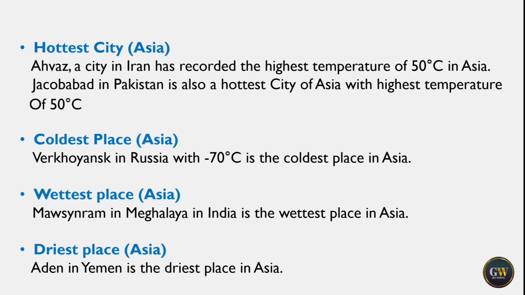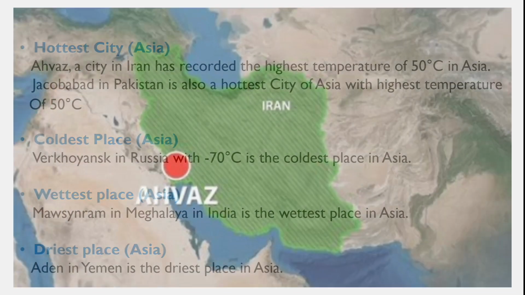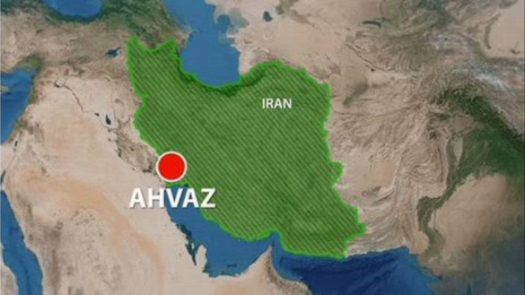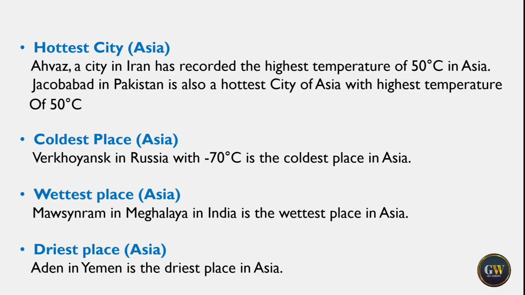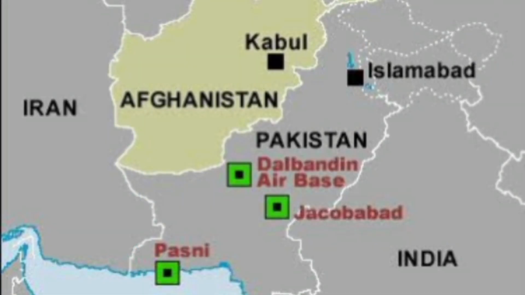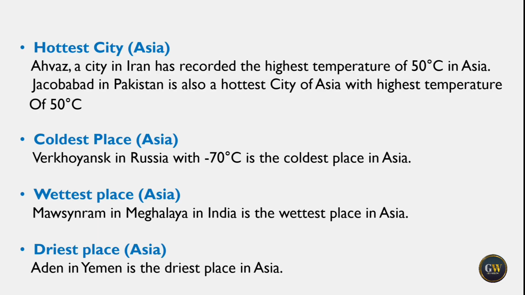Asia is known as the land of extreme, so it has the variation in its climatic conditions. The hottest temperature of around 50 degrees Celsius has been recorded in the city of Ahvaz, which is in the country of Iran. And also there is another city, Jacobabad in Pakistan, which is also the hottest city of Asia, with the highest temperature recorded around 50 degrees Celsius.